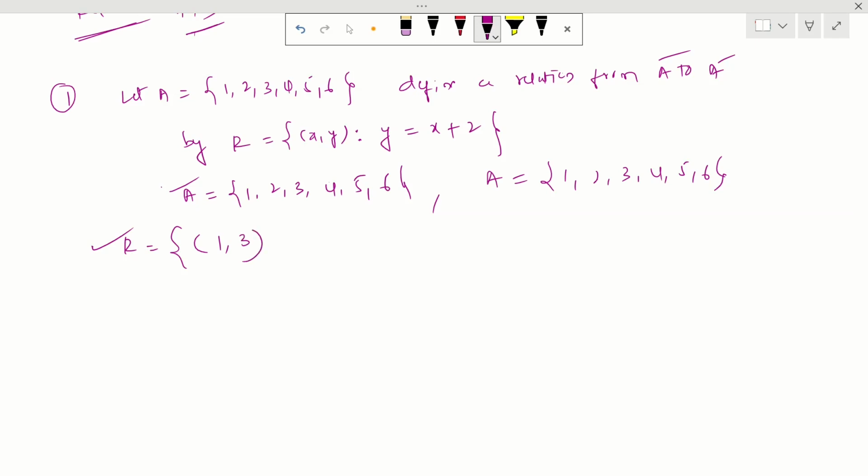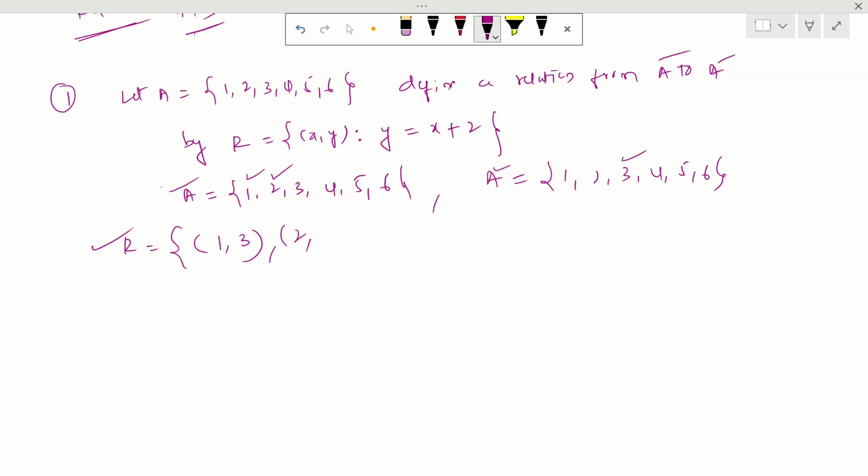Okay, we'll get (1, 3). So here 1 and here 3 we are having, then it is matching. When we put the value of 2, first element I am writing here, and the second element which matches the condition, I am writing from this second set.